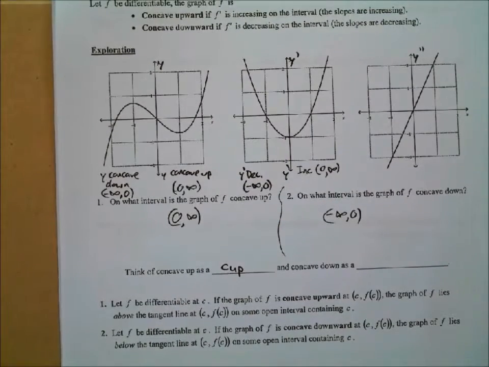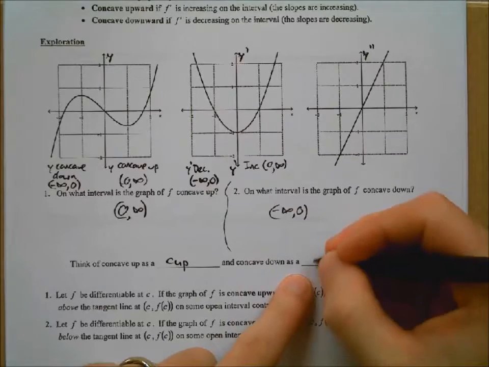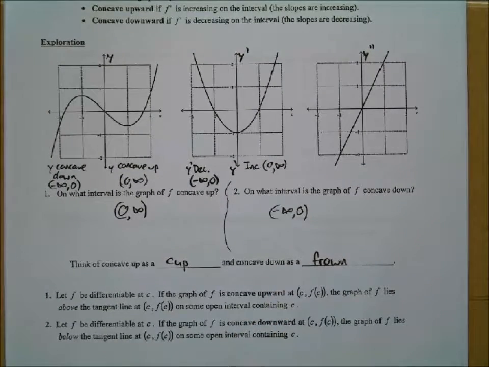Okay? Like it's going to hold a liquid or something like that. And we'll say concave down is a frown, because it's kind of like a different kind of behavior there. Okay? So, yes, Sean? Many of you are frowning right now for different reasons.